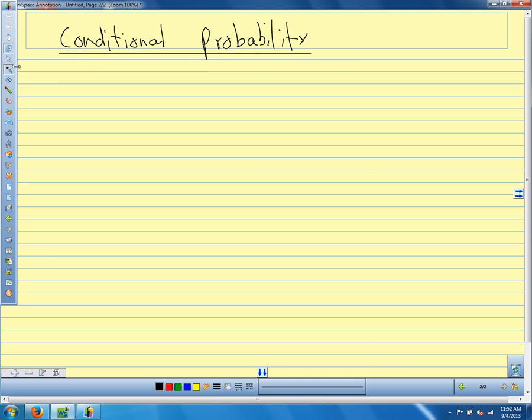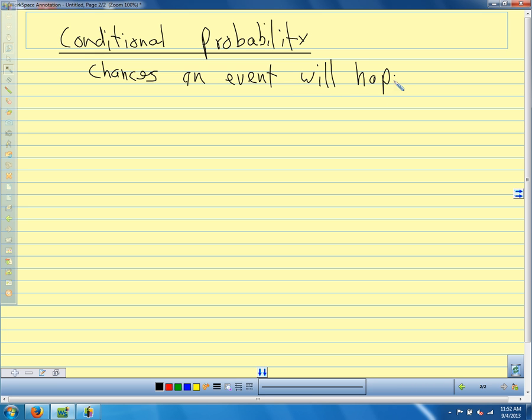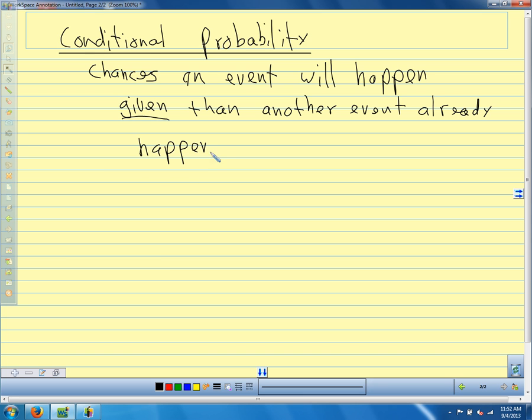What we mean by conditional probability is we want to find the number of chances that an event will occur, or will happen, given, or after we already know, that some other event already happened. So that's what we mean by conditional probability. We want the probability that something happens after we know that something else already happened.